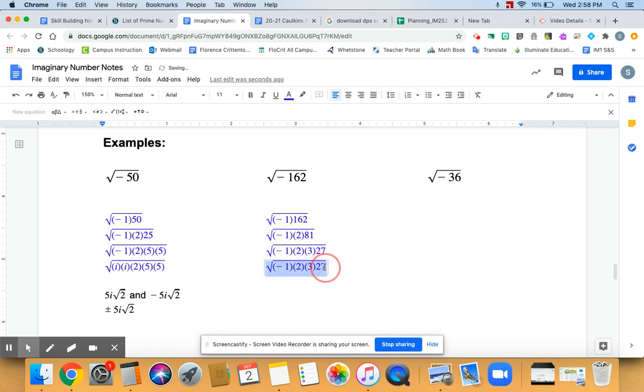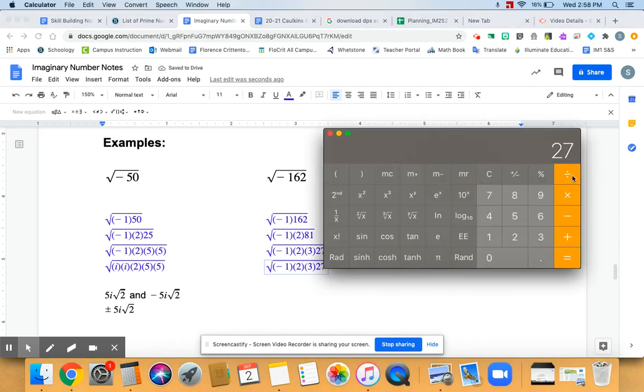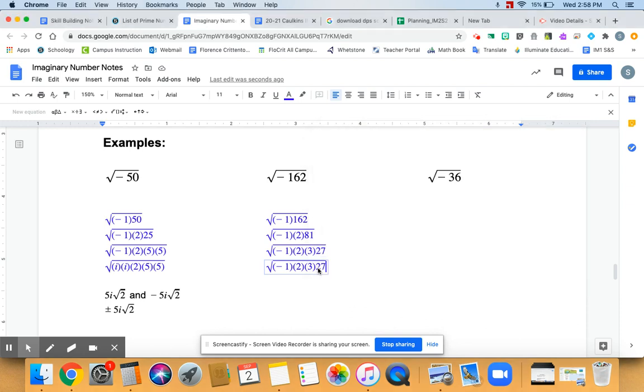Next, I'm going to see if I can divide this 27 up. If I divide it by 2, I'll get a decimal, but when I divide it by 3, I get 9. Now I want to see if I can divide this 9. What is 9 split apart into? 9 can become 3 times 3.